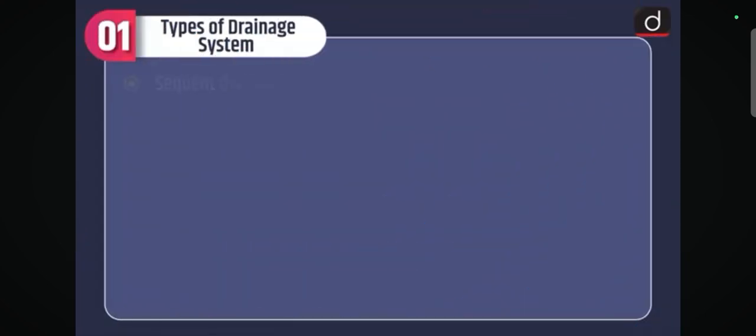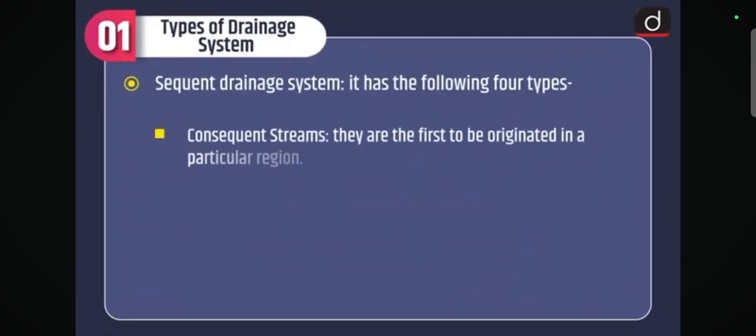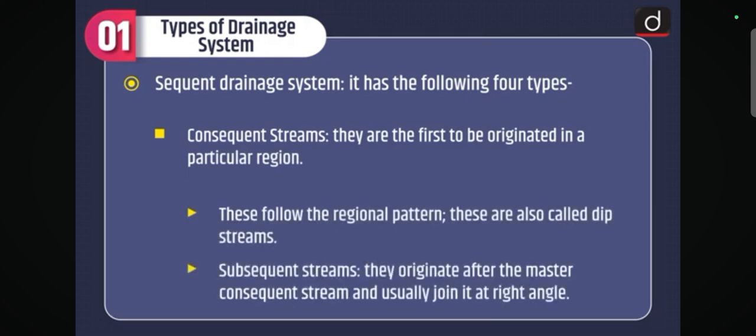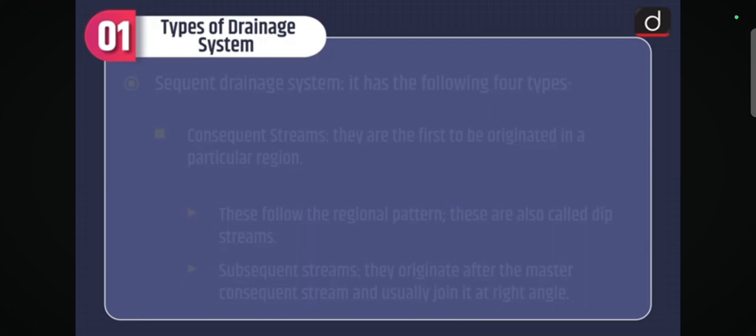First is consequent drainage system. It has the following four types. Consequent streams: they are the first to originate in a particular region. These follow the regional pattern. They are also called dip streams. Subsequent streams: they originate after the master consequent stream and usually join it at right angles.